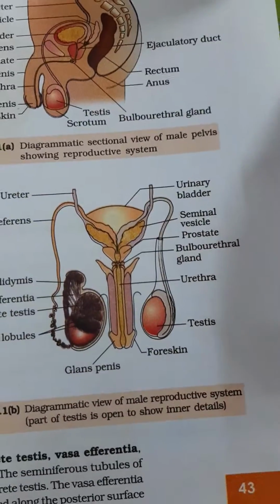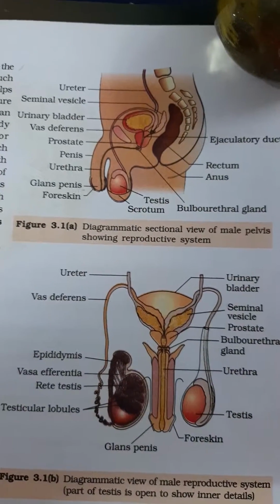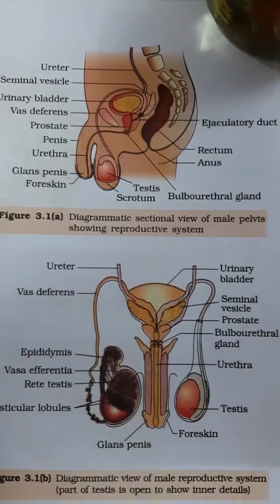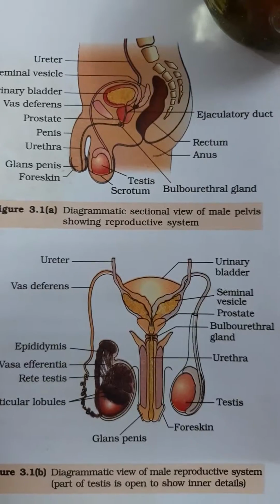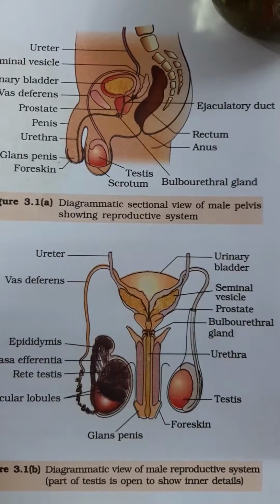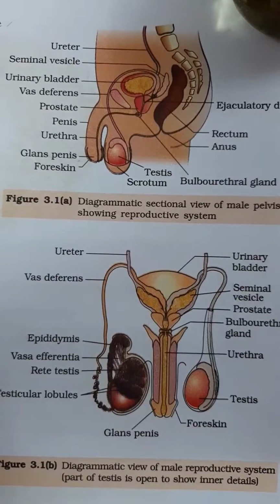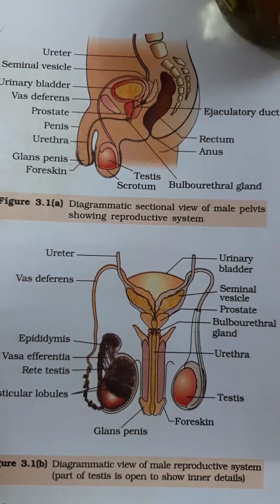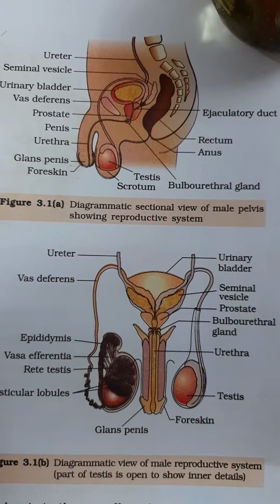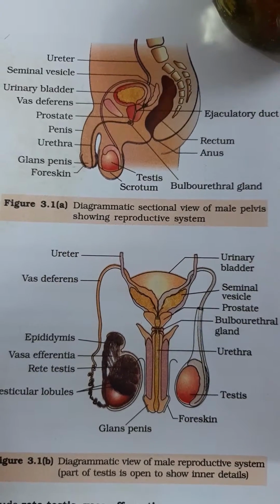The male sex accessory ducts include rete testis and vasa efferentia, apart from epididymis and vas deferens. So there are 4 male sex accessory ducts, that is the rete testis, vasa efferentia, epididymis, and vas deferens. The seminiferous tubules of the testis open into the vasa efferentia through the rete testis. The vasa efferentia lead into the epididymis of each testis.